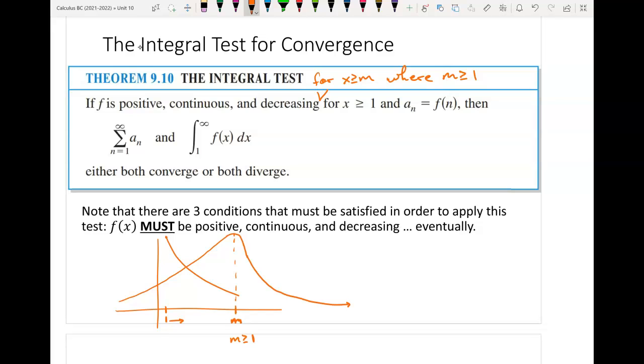Could it be negative as well? No, so it always needs to be positive. It always needs to be positive, it always needs to be continuous. Exactly, yes. The only exception for the m value is the decreasing. It needs to be decreasing eventually, yes. Okay? But I chose to use the book's wording because I thought it was a little more concise, and then I would just explain the whole eventually concept.